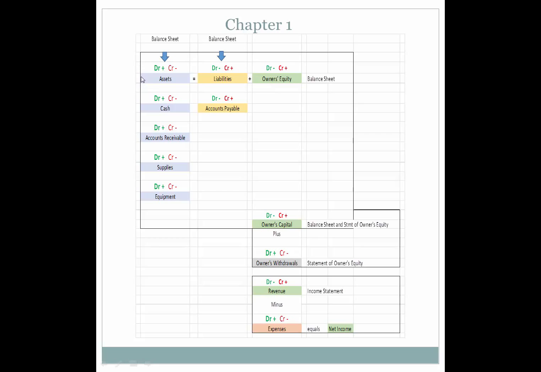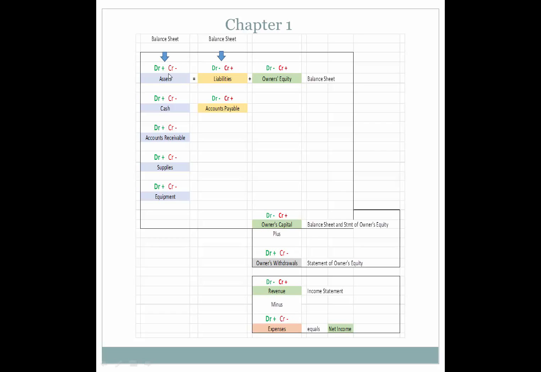The left side of the equation can be primarily described as being debit-based. The assets increase with the debit. Whereas the right side of the equation can be said to be primarily credit-based, or increase with a credit, and that's what the CR with the plus depicts.